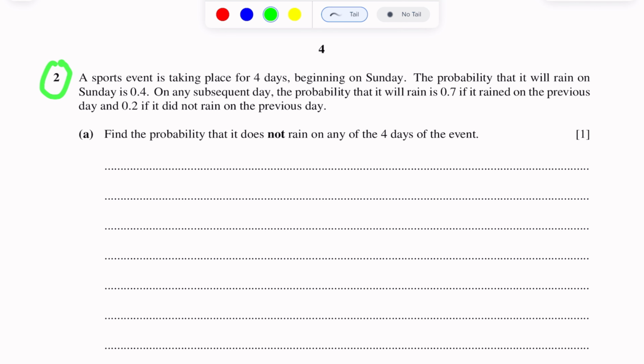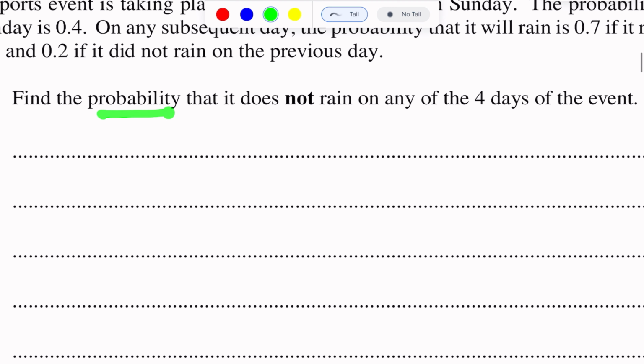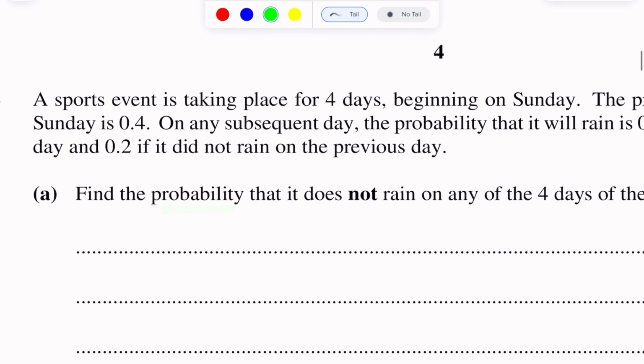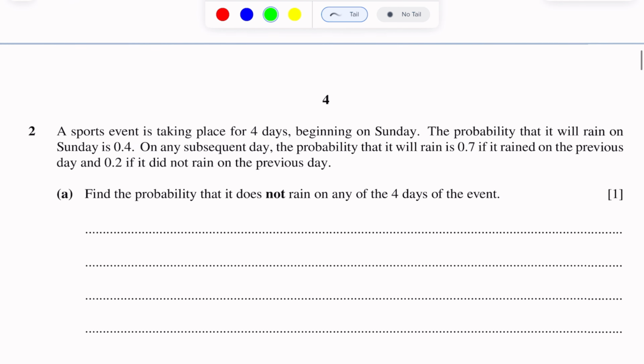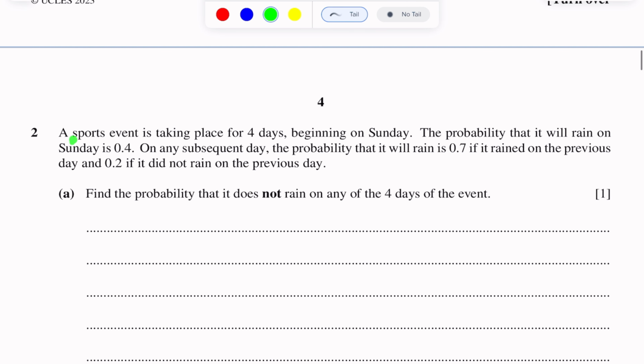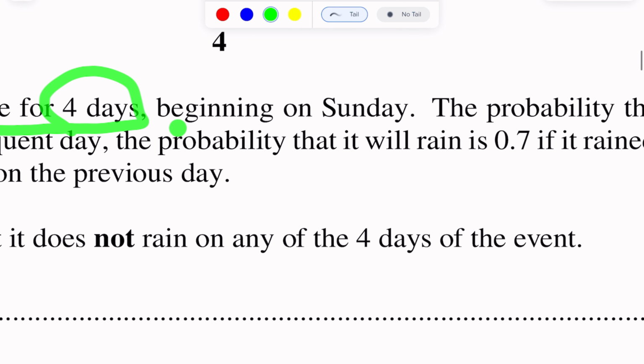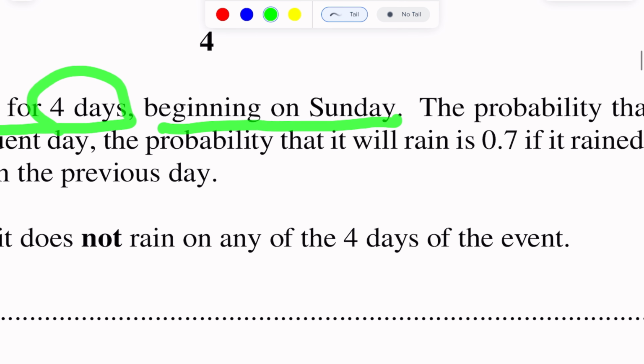Second question of this paper is from probability. This is a statement of the question. A sports event is taking place for 4 days, beginning on Sunday.